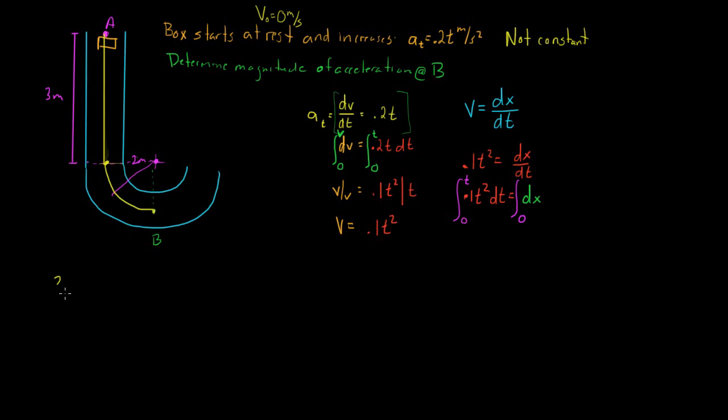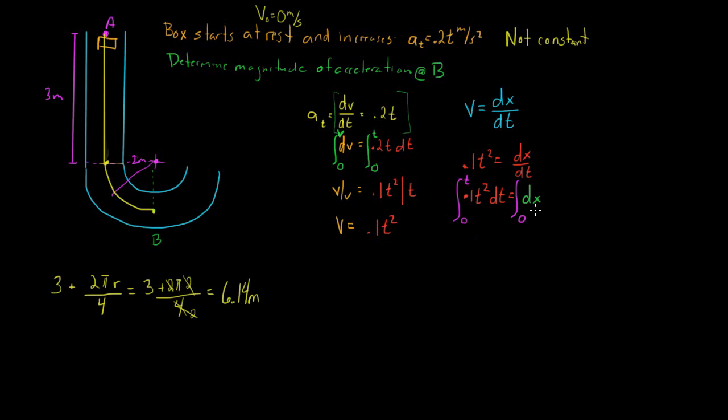Well, we know it's going to be 3 meters plus whatever this distance is. And this distance is the circumference of a circle, which is 2 pi r, divided by 4, because we're only using a quarter of the circle. If we put in our numbers, we get 3 plus 2 pi times r, which is 2, over 4. So this simplifies, and we really just get 6.14 meters.